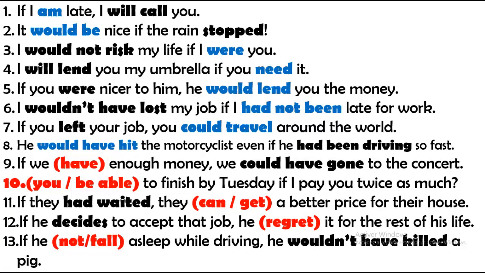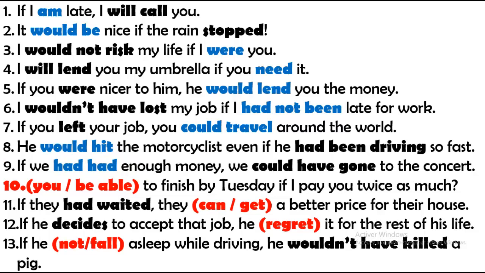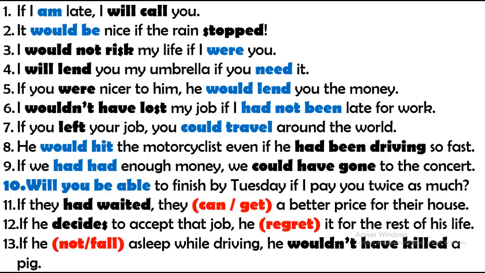Number 9, if we to have enough money, we could have gone to the concert. Could have gone is a past conditional. It goes with the past perfect, had. Number 10, you be able to finish by Tuesday if I pay you twice as much. If I pay is the present, it goes with the future. Will you be able? It's a question.